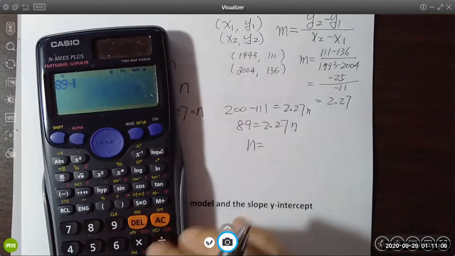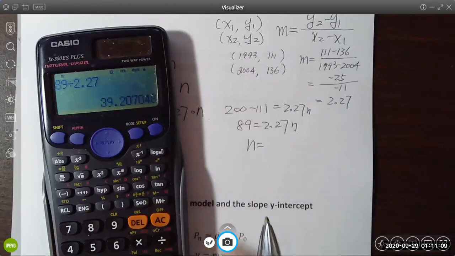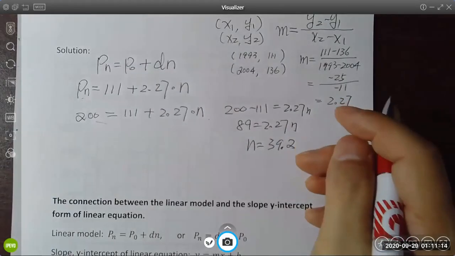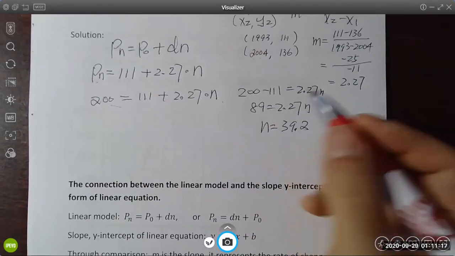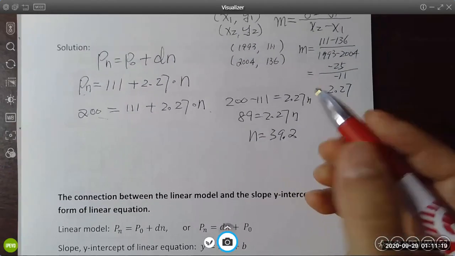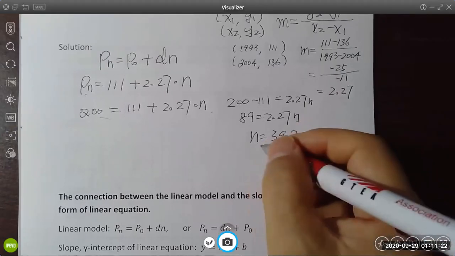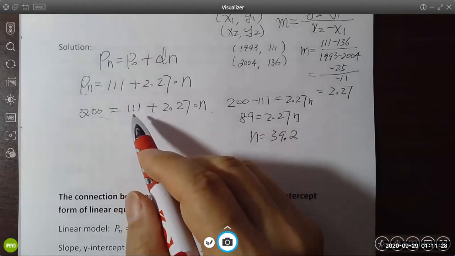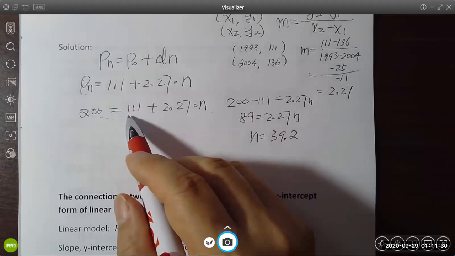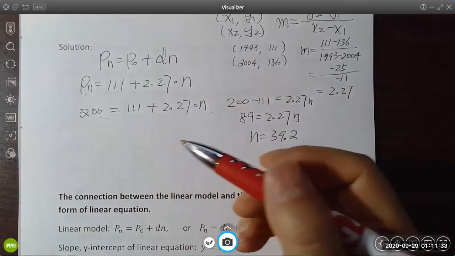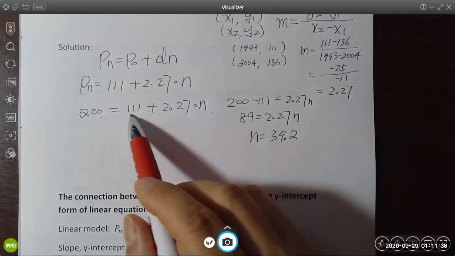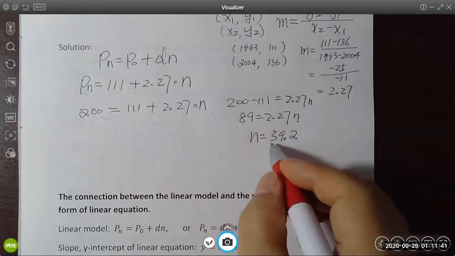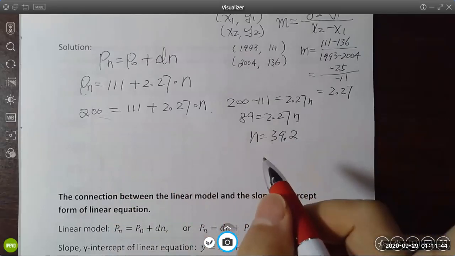89 divided by 2.27, 39.2, about 39 years. Now, in which year will they reach 200 billion? We need to know that year, not how many years. This is why, whenever you have an initial value, you need to know what time it corresponds to. We use the 1993 number. That means starting with 1993, after 39 years, you reach 200 billion. So we just add 39.2 years to 1993.